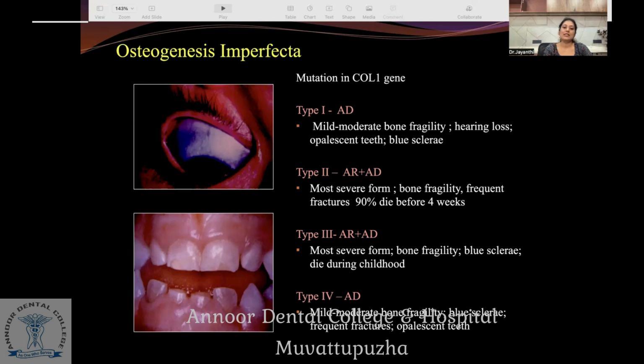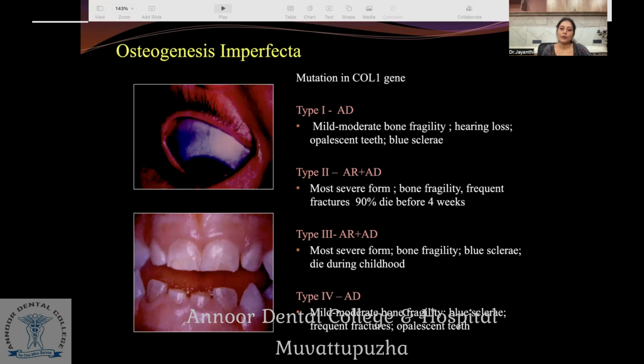So that will result in an opalescent appearance of the teeth. That's what you're seeing in this picture here, opalescent appearance of the teeth. And the third and the most important feature of this disease is that the patient will have blue color sclera. It's not that the sclera is turning blue. It is that the underlying choroid's color shows through. Normally, behind the sclera, you have a layer called the choroid in the eye.